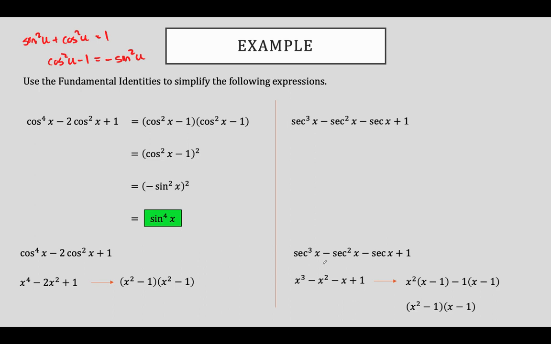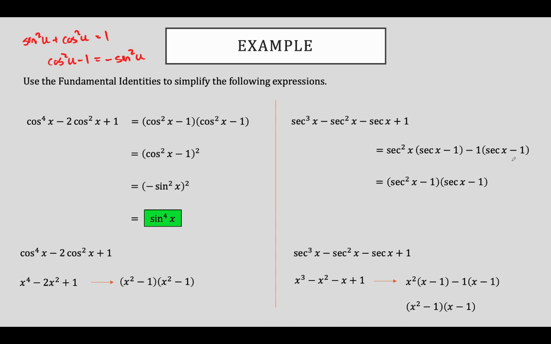This means that our trig expression is going to factor in the exact same manner. We can start by grouping our first two terms together and factoring out our greatest common factors. We've got secant squared x times secant x minus 1, times secant squared x minus 1, leaving us with secant squared x minus 1 times secant x minus 1. We just factored that cubic polynomial by grouping.